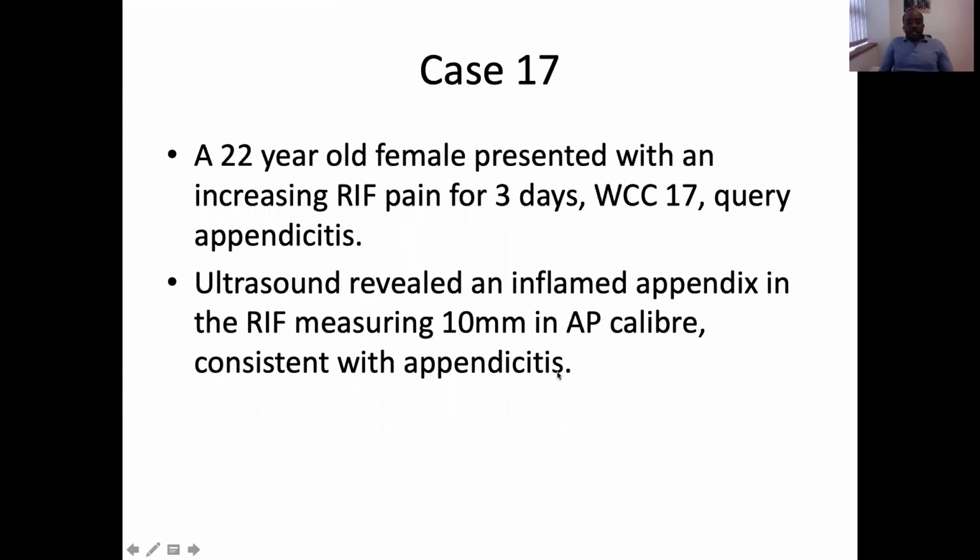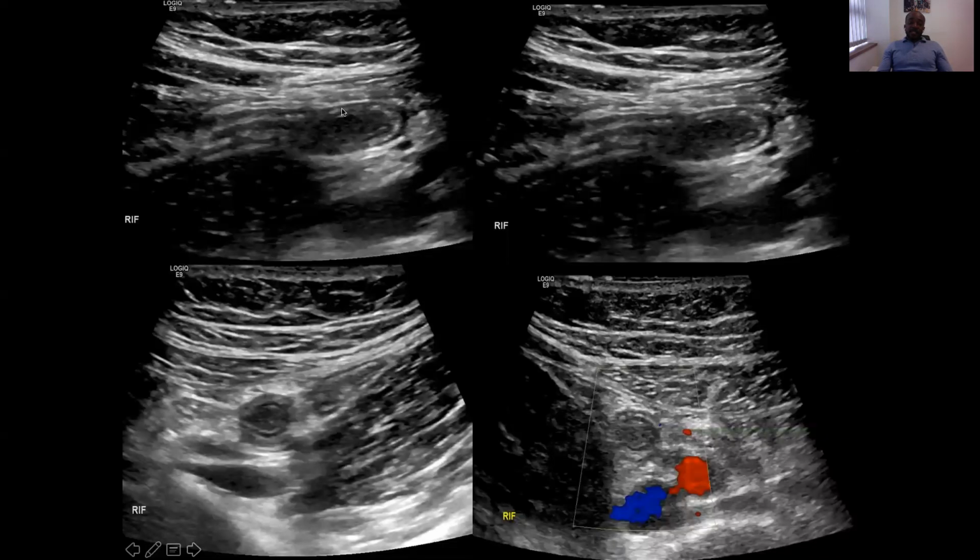So case 17, this is a 22-year-old female who presented with increasing right iliac fossa pain for 3 days. WCC was 17, and the doctors were querying appendicitis. So I reviewed an inflamed appendix in the right iliac fossa measuring 10 millimeters in AP caliber, and this was consistent with appendicitis. So we can see the ultrasound appearance of the inflamed appendix in this patient here.